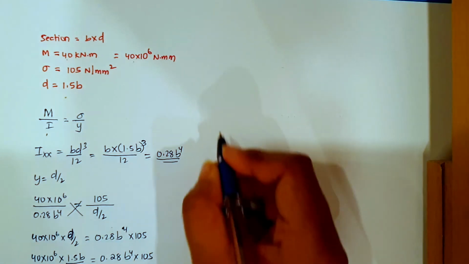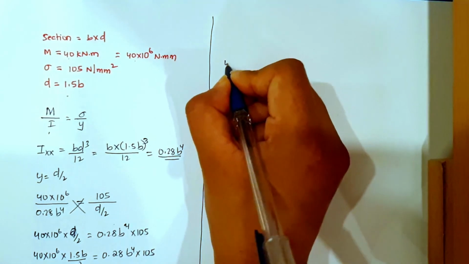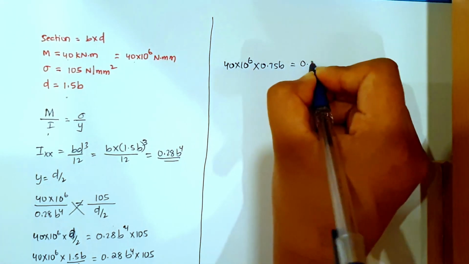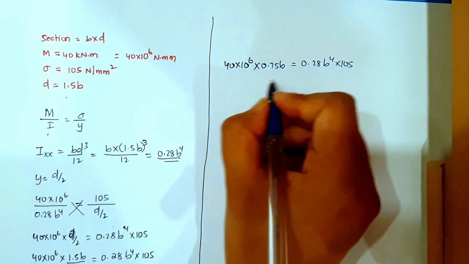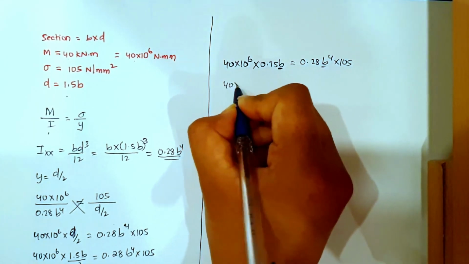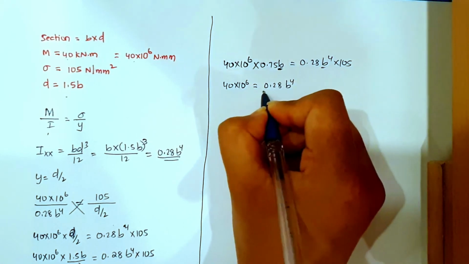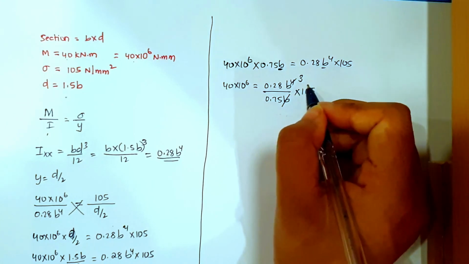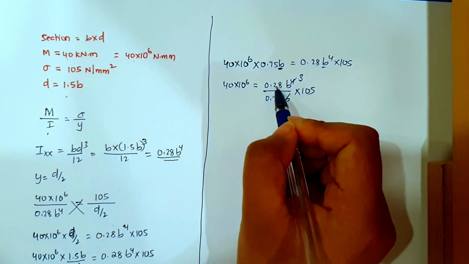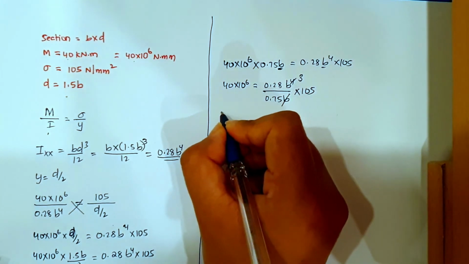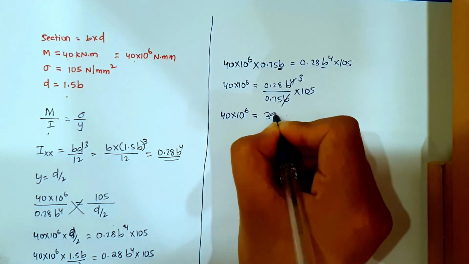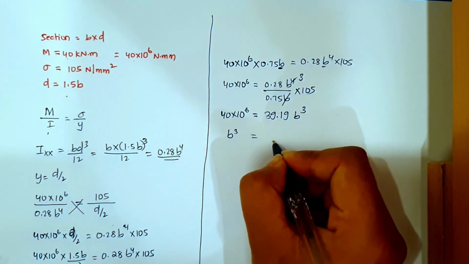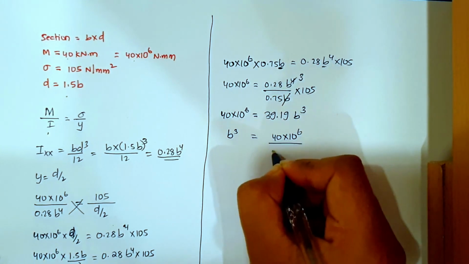Now here 1.5 times B divided by 2 will be 0.75 B, so 40 into 10 raised to power 6 into 0.75 B equals 0.28 B raised to power 4 into 105. Now I bring this together, so I get 40 into 10 raised to power 6 equals 0.28 B raised to power 4 divided by 0.75 B into 105. This gets cancelled and I have B cube. Now if you compute 0.28 divided by 0.75 into 105, you get 40 into 10 raised to power 6 equals 39.19 B cube. Now from here B cube will be equal to 40 into 10 raised to power 6 divided by 39.19.